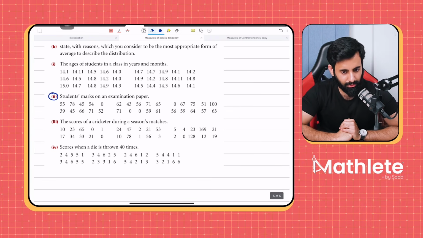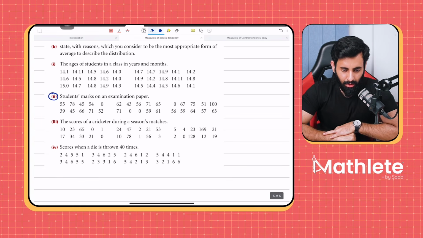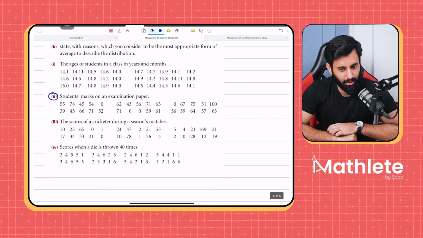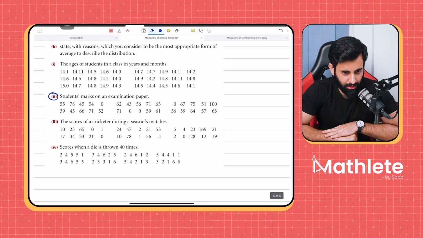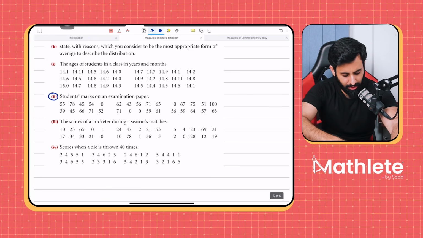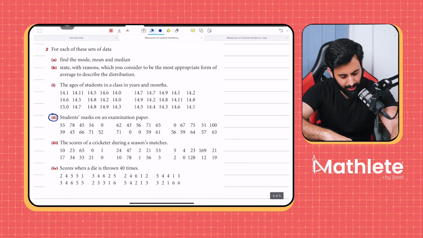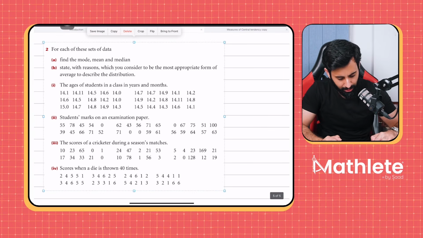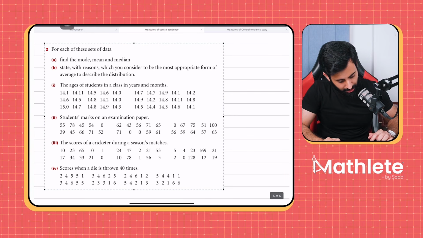Question for you guys. If I want to calculate the mean, in fact, let's start with the mode. Let's see what the mode is going to be for part 2. That's what the question says, right? It says for each of these data sets, find the mode, mean, and median. So let's start with mode. Can anyone tell me how to calculate the mode? What should I do? Add all the values, divide by 30.